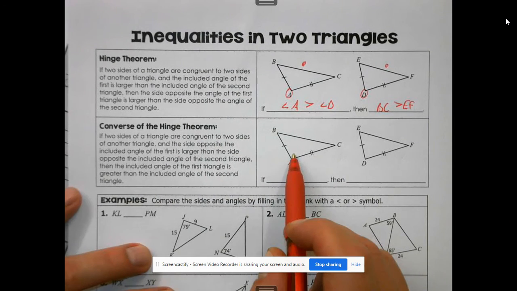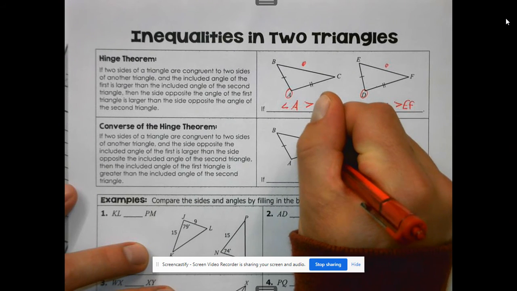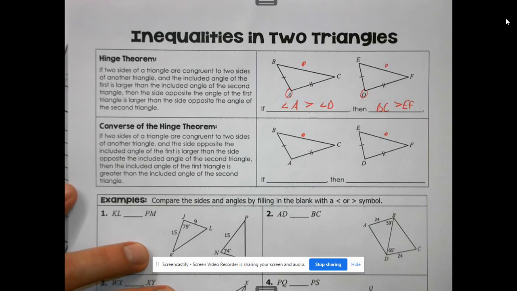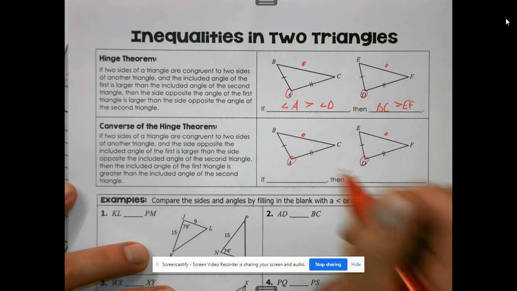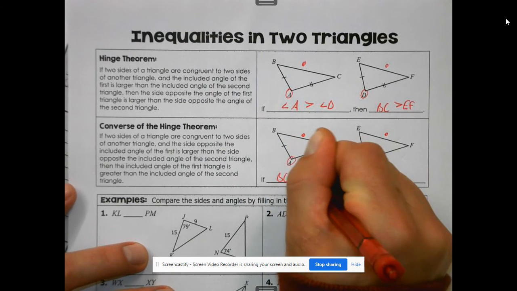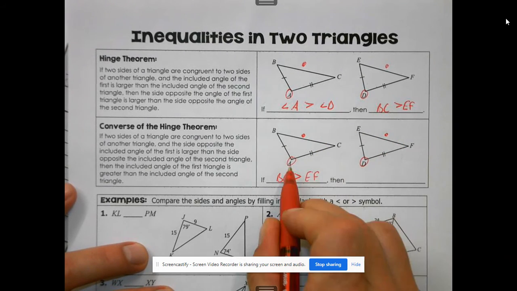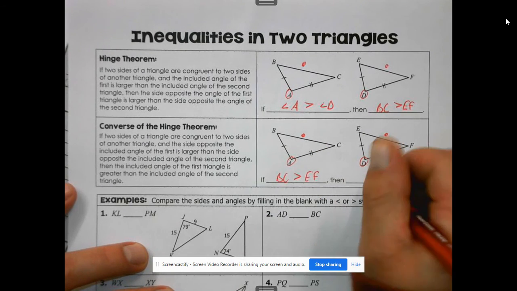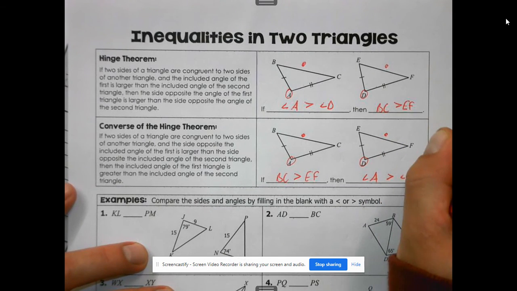And then just the opposite over here, same exact thing. If this side is bigger than this side, then I know angle A is going to be bigger than angle D. So if BC is greater than EF, then I know angle A will be bigger than angle D. Angle A greater than angle D.